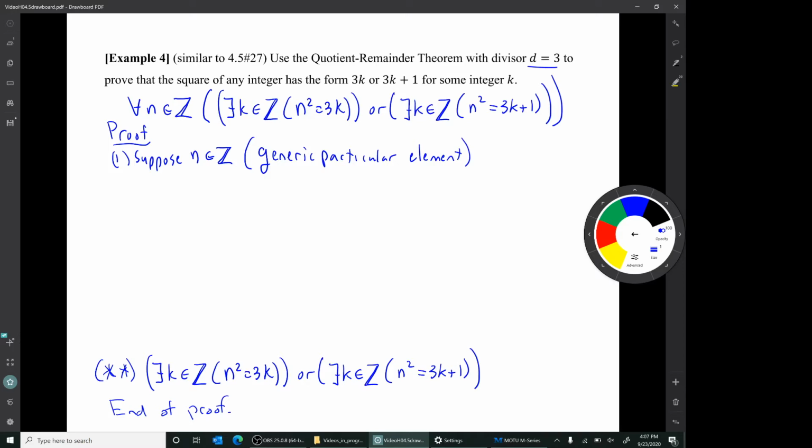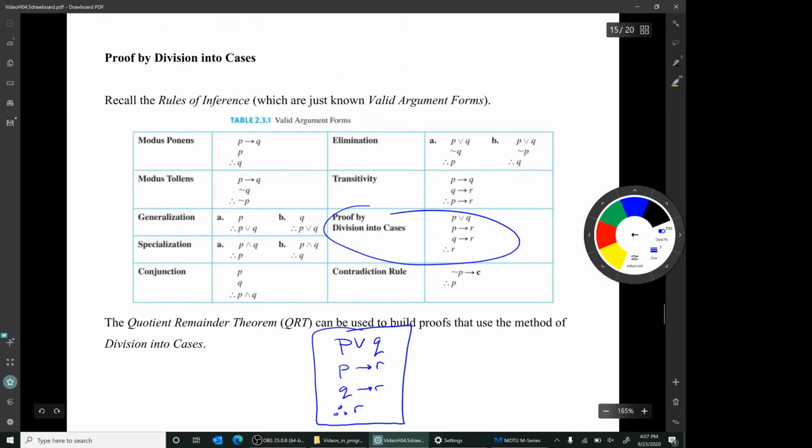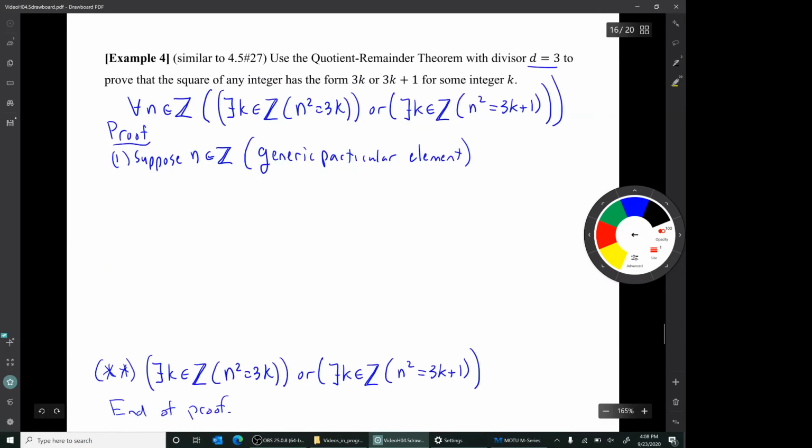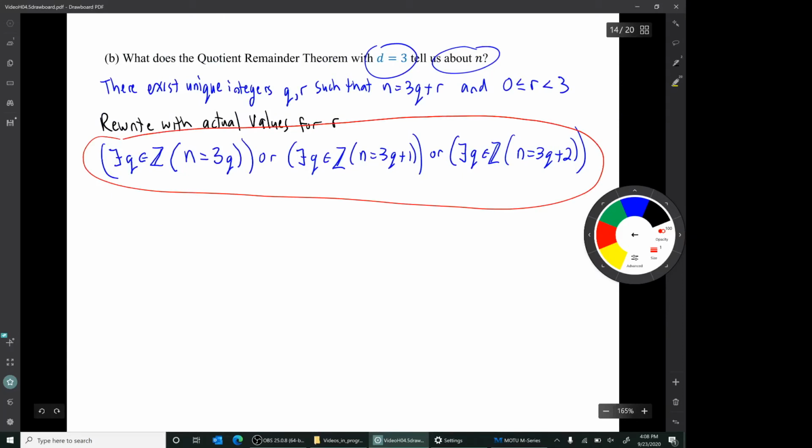Now, let's do something here. We want to use the rule of inference that's the proof by division into cases. That means that we want to start by identifying an OR statement that we know is true. What OR statement could we use? Oh, well look, we're given a hint. Use the quotient remainder theorem with divisor d equals 3. Well, we know that we can get an OR statement out of that. This big OR statement is true when we use the quotient remainder theorem with d equals 3.